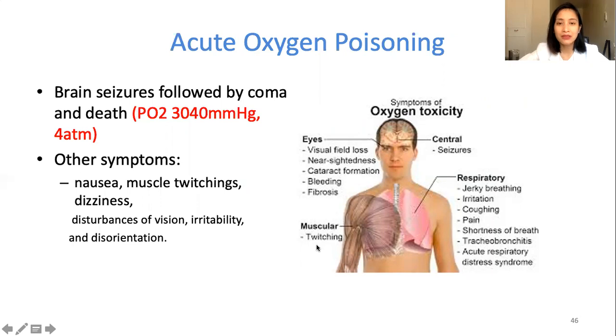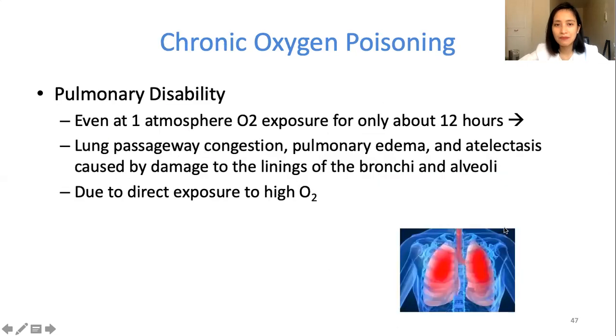That's why in the ICU, we also regulate the O2 that we give to our patients because it also has an effect. You just can't give a random amount of oxygen. So with acute oxygen poisoning, you can have brain seizures followed by coma and death. Other symptoms would include nausea, muscle twitching, dizziness, disturbances of vision, irritability, and disorientation. So these are the symptoms of oxygen toxicity.